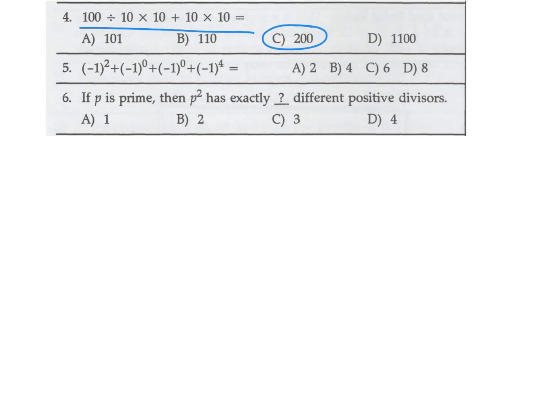All right, so we got another one of these. Negative 1 to the power of 2 is 1. Negative 1 to the 0 is 1. Negative 1 to the 0 is 1. And negative 1 to the 4, I believe, is 1. So that all adds up to 4. And number 5, therefore, is B.